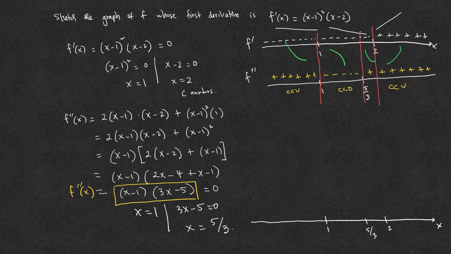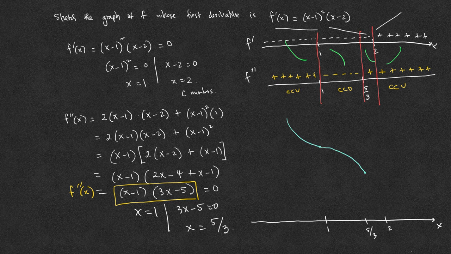On the left-hand side of 1, from negative infinity to 1, the graph is decreasing and concave up. We don't know how high or low the graph is, so we don't know the exact graph, but as long as we have decreasing and concave up, then it satisfies the given condition. From 1 to 5 over 3, the function is decreasing and concave down. As long as we have a clear decreasing and concave down shape in that interval, then we are good to go.